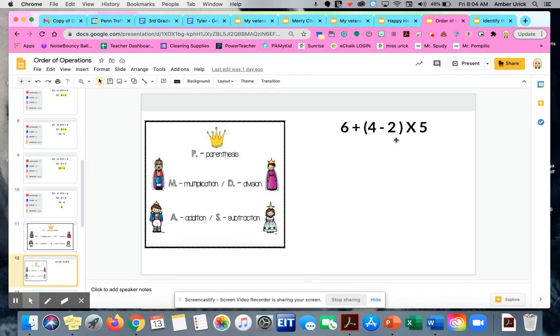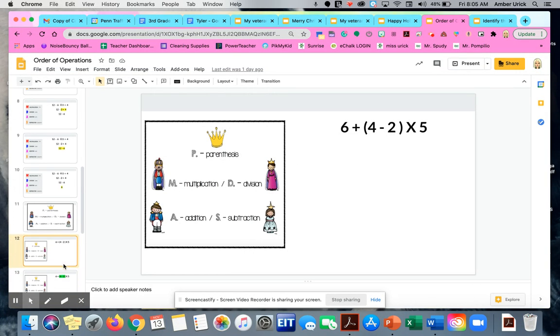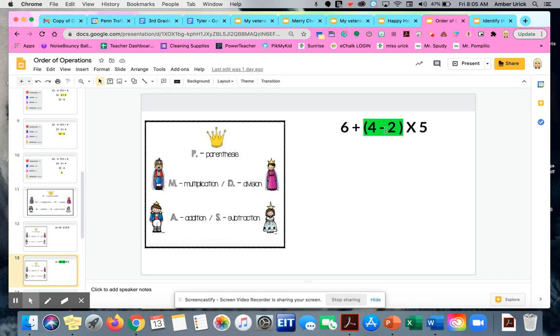So take a look at our example here. So now we have 6 plus, and then in parentheses, you have 4 minus 2, and then on the outside, you have times 5. So if we look at this example, where should we begin? In the parentheses, correct? So one more slide down here, I have it highlighted. The parentheses are doing nothing besides telling you that's what you need to do first. They're hugging those numbers tight. So 4 minus 2.